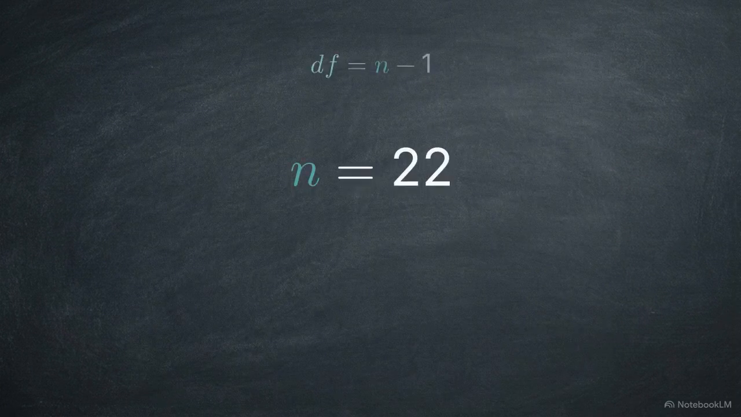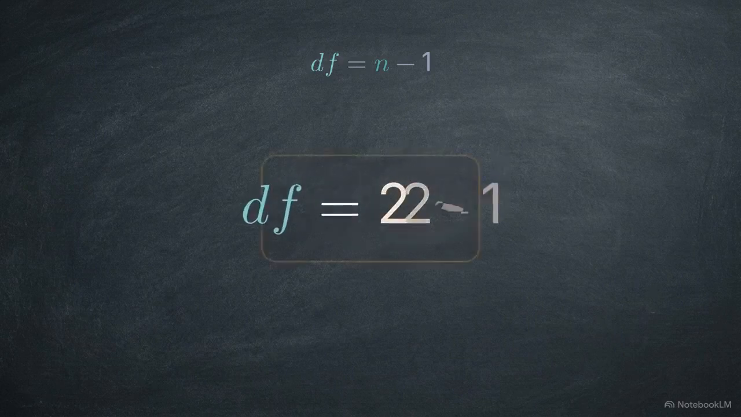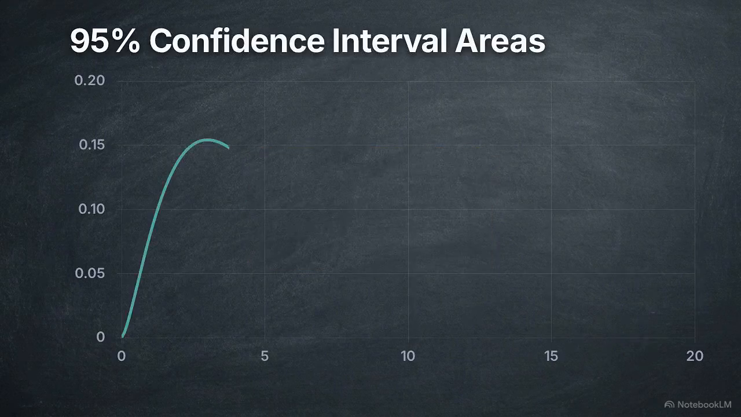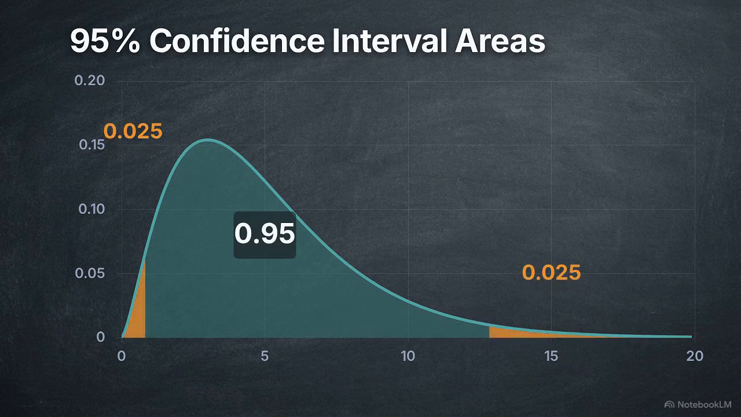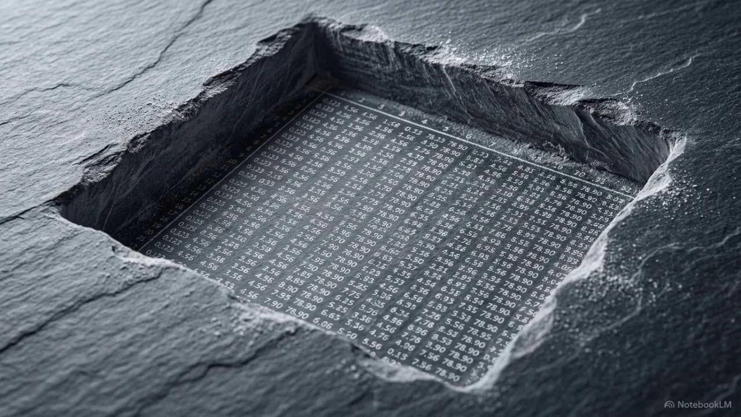With a sample size of 22, our degrees of freedom drops down to 21. We need to establish a 95% confidence interval. That leaves an alpha level, or error allowance, of 0.05, which we split equally into two distinct tails of 0.025. To translate those tail areas into usable limits, we must consult Statistical Table A-4.